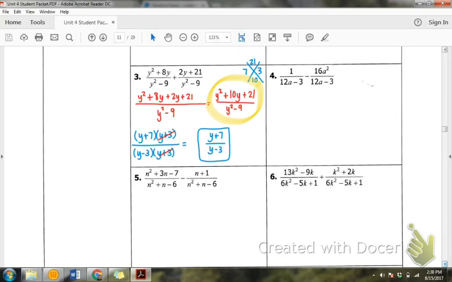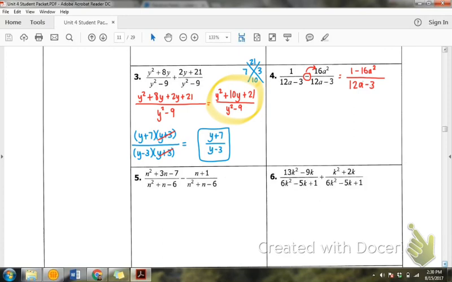Let's look at number 4. Denominators are the same, right? So I'm going to write that one time: 12a minus 3. And then in the numerator, it's a subtraction sign, so I'm going to distribute it. 1 minus 16a squared. So everything is simplified. I can't simplify it, and I can't combine any other like terms.